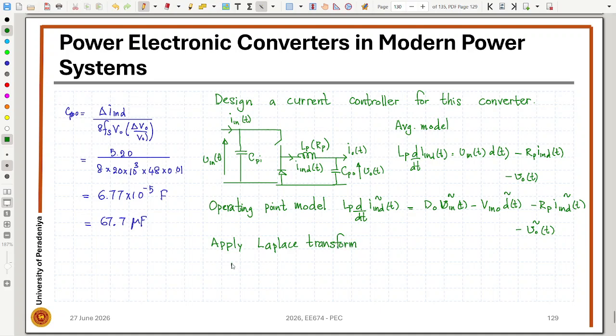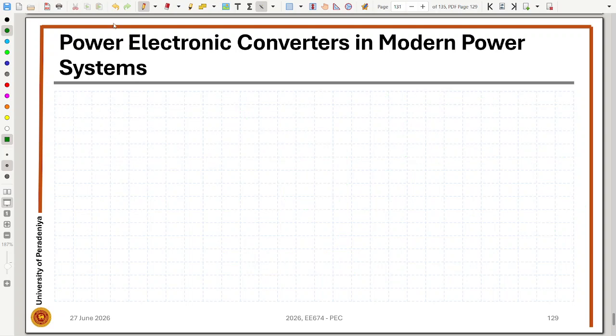Then we would have Lp s I inductance equals D naught Vin(s) plus Vin naught D(s) minus Rp I inductance minus Vout(s). So we have this equation which we can use to control the current. So we can draw the block diagram.